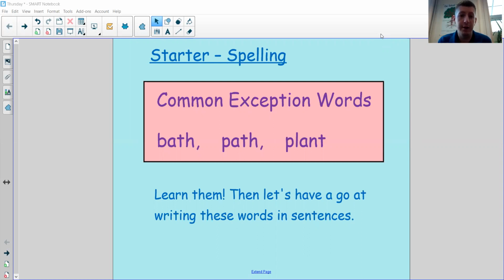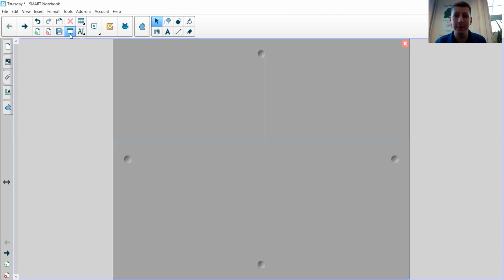However, where I live in London, lots of people say it with an R sound, which makes it a common exception word. So I'd like to have a look at those words and see if you can learn how to spell them. Then I'm going to cover them up and I'm going to give you some sentences to see if you can write with those words spelt correctly. 5, 4, 3, 2, 1. And there we go, I've covered them up.